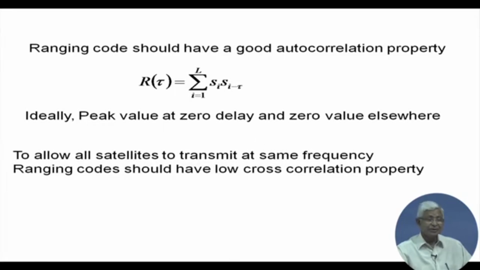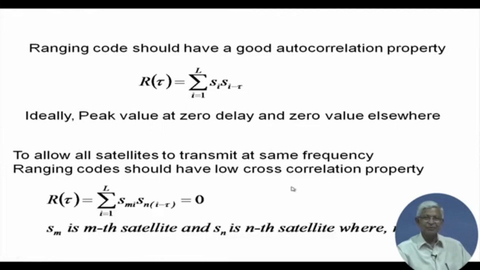It should also have a low cross correlation property, because all other satellites are transmitting at different PRN codes. So, to allow all satellites to transmit at the same frequency band, the ranging codes should have low cross correlation property, that is S_m(t) and S_n(t minus tau). If you sum them, it should ideally be 0. S_m is the mth satellite, S_n is the nth satellite, where m is not equal to n, it is not the same satellite.